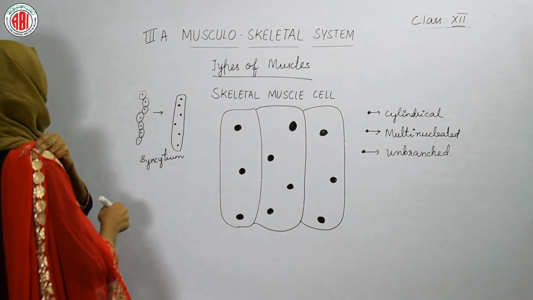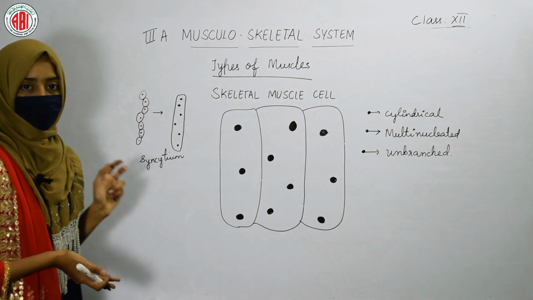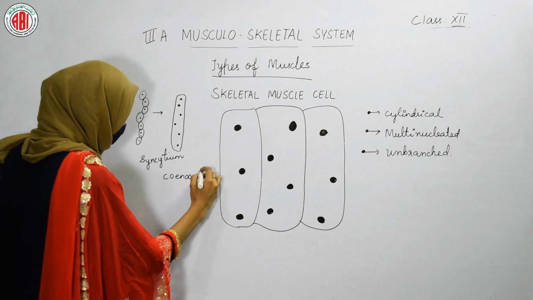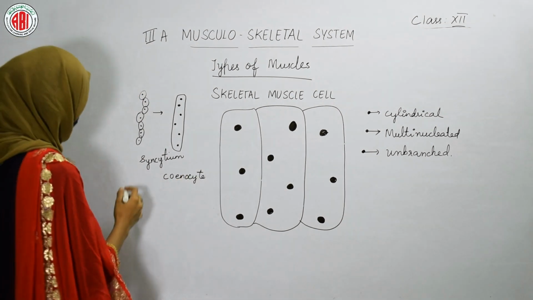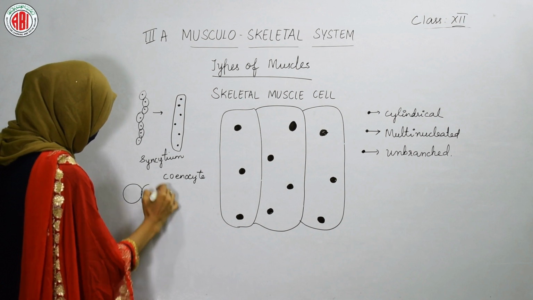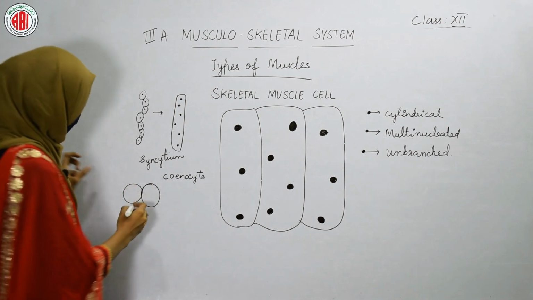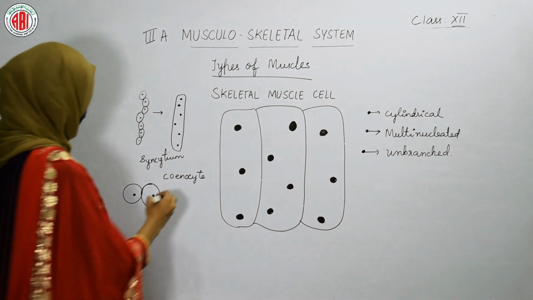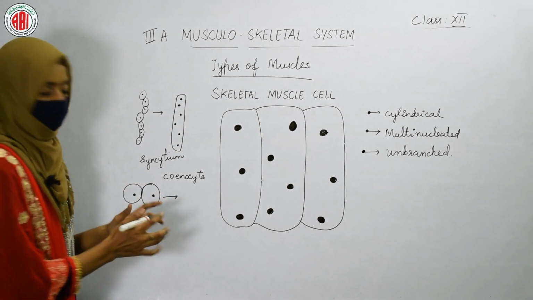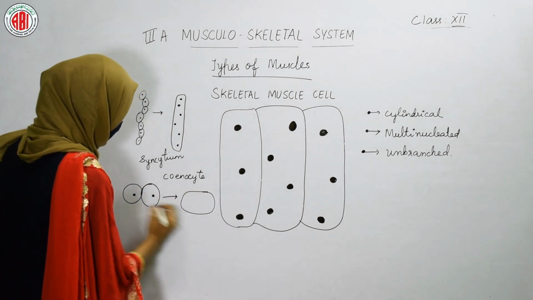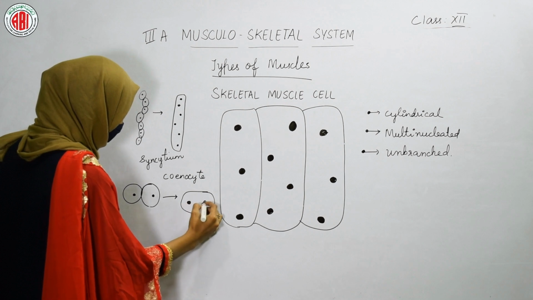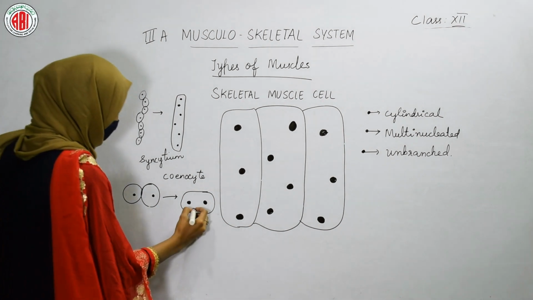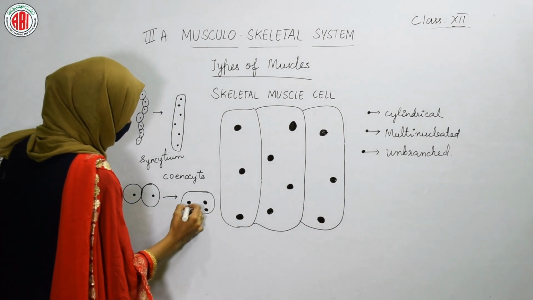One more process by which the skeletal muscle cells become multinucleate is called cenocyte. So in the process of cenocyte, what happens? Two cells are present, and in each cell you will find a nucleus. These cells join with each other and give rise to a single cell, but the nuclei present in both the cells do not join or combine with each other. We can find these two nuclei like this, but they divide and become more in number.